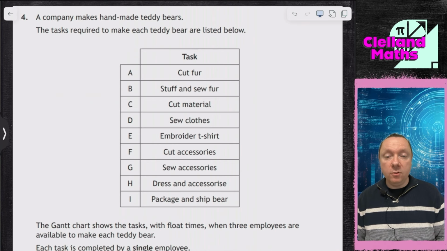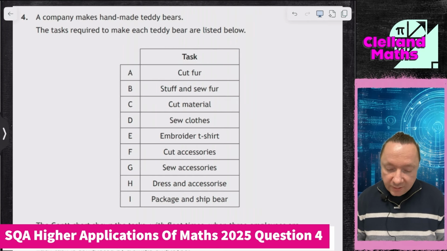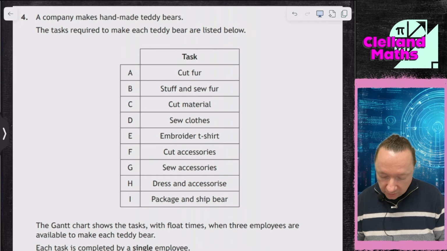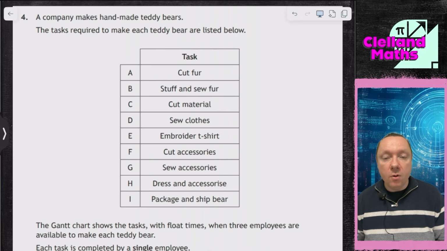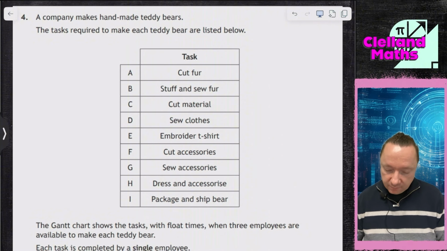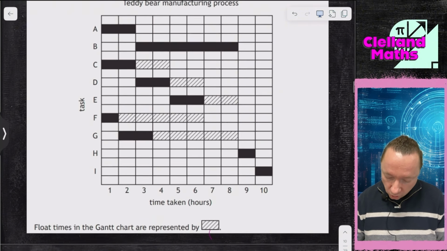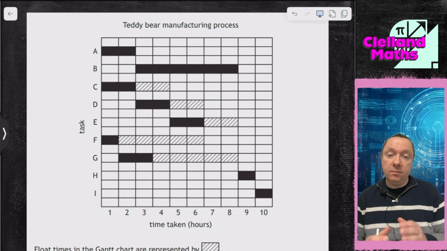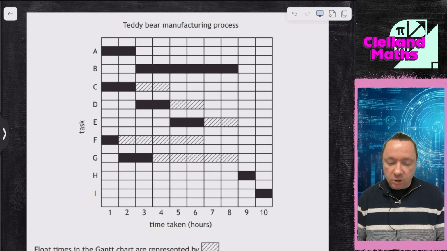Basically, Higher Applications of Maths 2025 question 4. A company makes handmade teddy bears. The tasks required to make each bear are listed below. The Gantt chart shows the tasks with float times when 3 employees are available, but each employee does a single task. The tasks are in hours, and we've got all the tasks down the side. In a minute, we're going to ask for the critical path and to make a precedence chart.